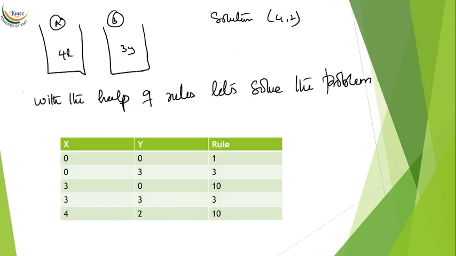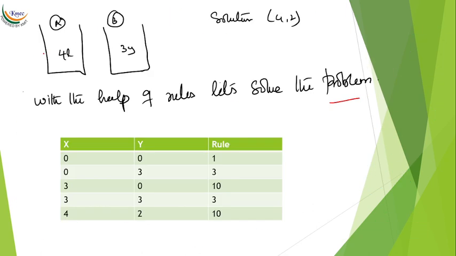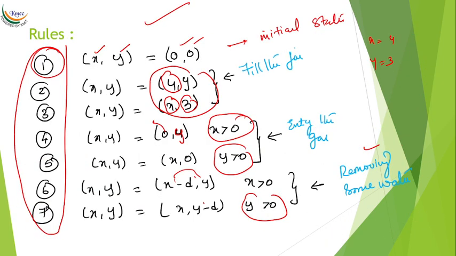Again, now we have got the solution. We have got 4 and 3. With the help of the above rules, let's solve the problem. Initially 0, 0. This is our rule number 1, which is available here. Then 0, 3: I filled only y. What is the rule number? It is 3, which is already filled.